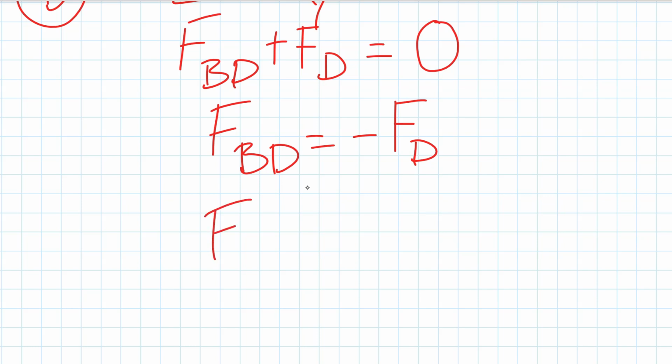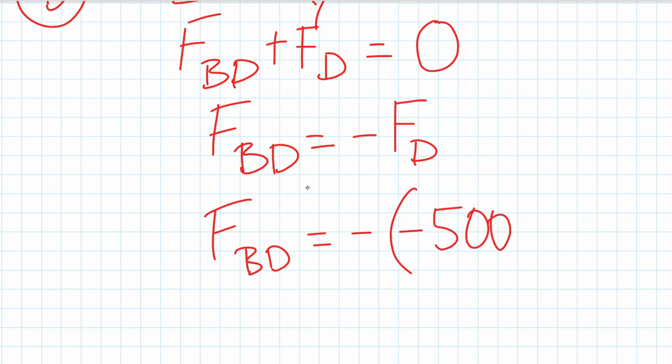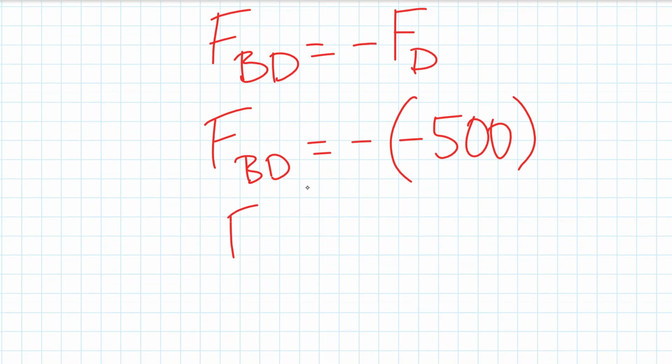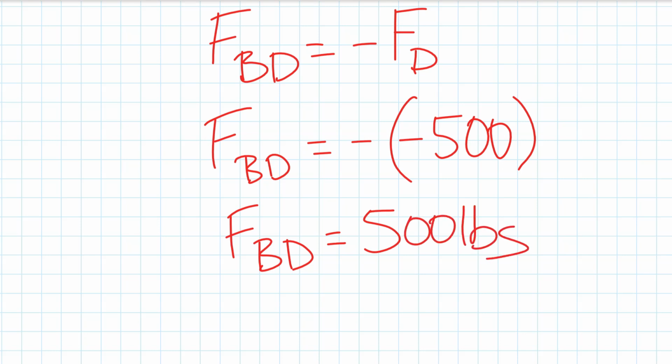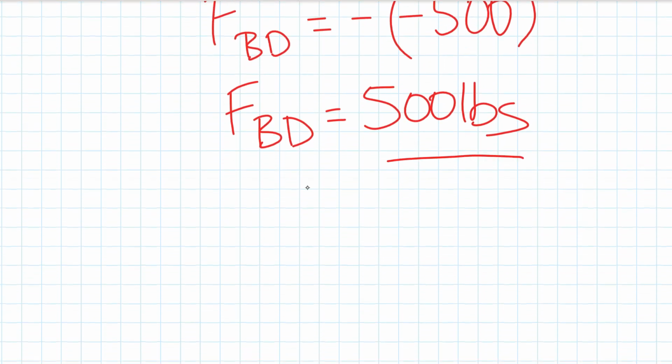So we plug in the numbers that we know. FBD equals negative, and we know that because the force is going down, we used that previously in our summation of forces for finding the reaction force at A. We know that that is a negative 500. And when we look at this, those cancel out and we get that force BD is equal to 500 pounds. And that's under tension because it's positive. Let's see if that makes sense.